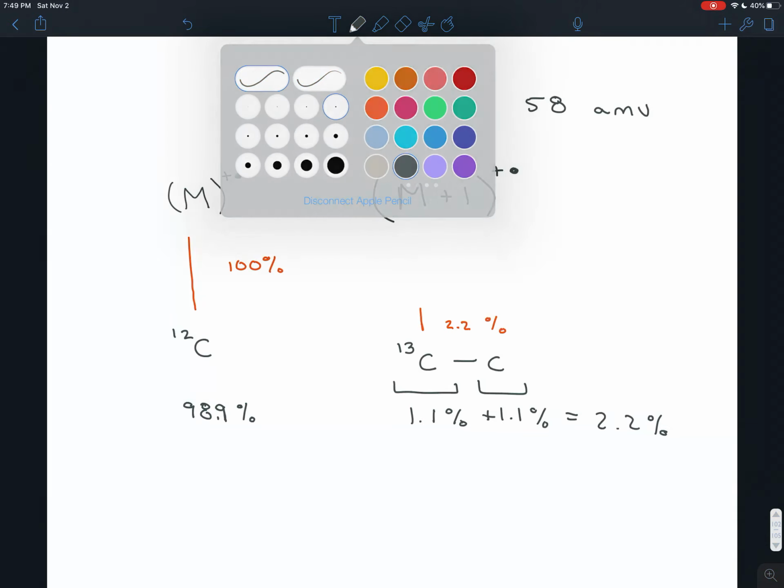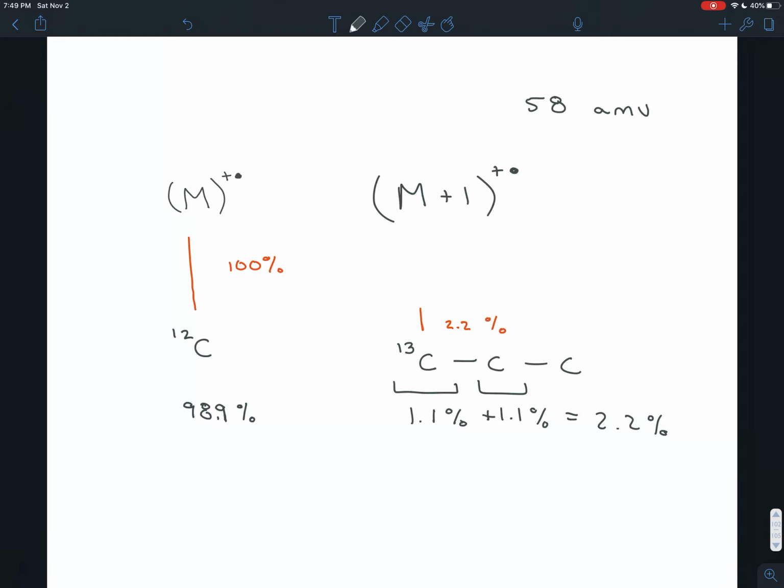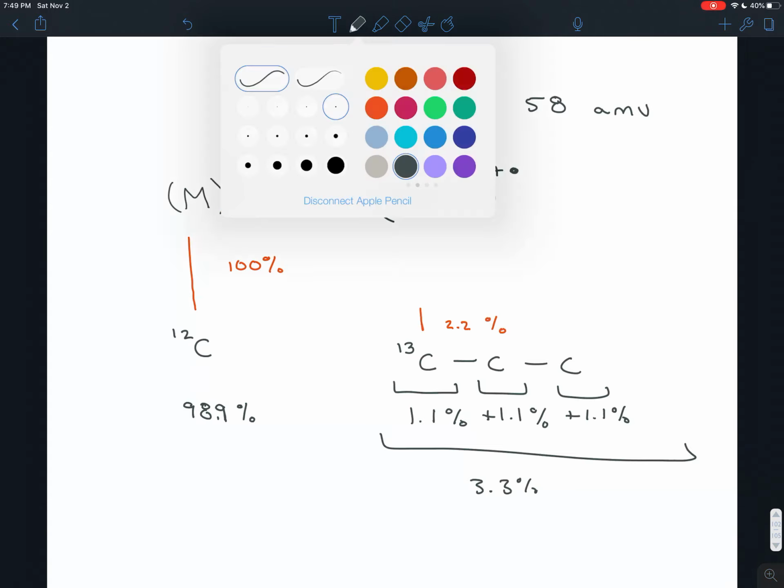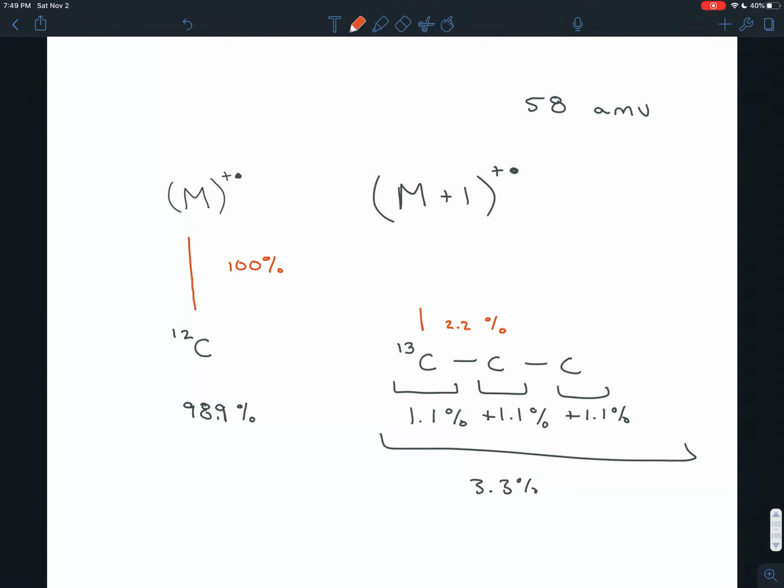If you have 3 carbons in your molecule, now you could have a carbon-13 in 3 places. It could be on the first carbon, the second carbon, or the third carbon. There's a 1.1% chance that it'll be there. That means altogether there's a 3.3% chance that you'll have a carbon-13 somewhere. So the M+1 peak would be even larger. It'd be 3.3% of the molecular ion peak.